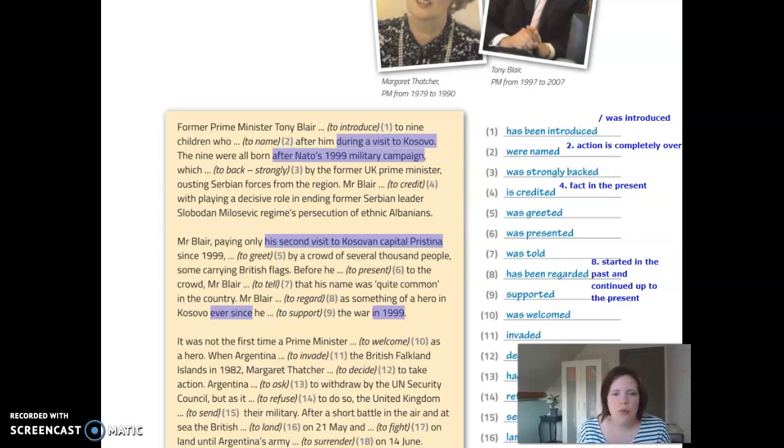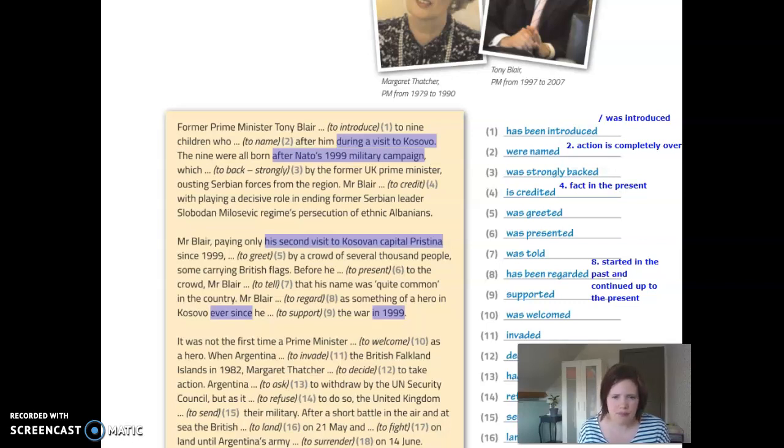The 9 were all born after NATO's 1999 military campaign, which was strongly backed by the former UK Prime Minister. That is also a time indication here. In other words, you're talking about something which took place in 1999. No link to the present here, so you choose the past simple tense, but of course you have to put it in the passive voice, which becomes was backed. You put our form of the verb to be in the past simple in this case, plus the past participle backed.